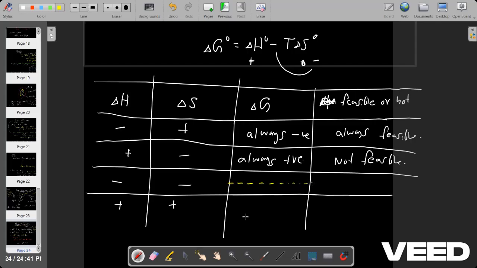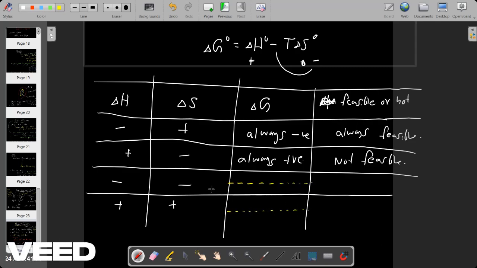It depends on the temperature, right? So let's say at low temperature and high temperature. When both are negative, it depends on the temperature. High temperature, low. Here also low and high. Then find the.